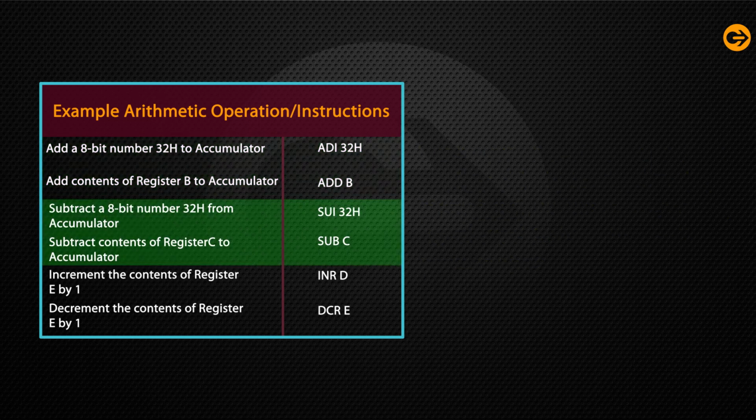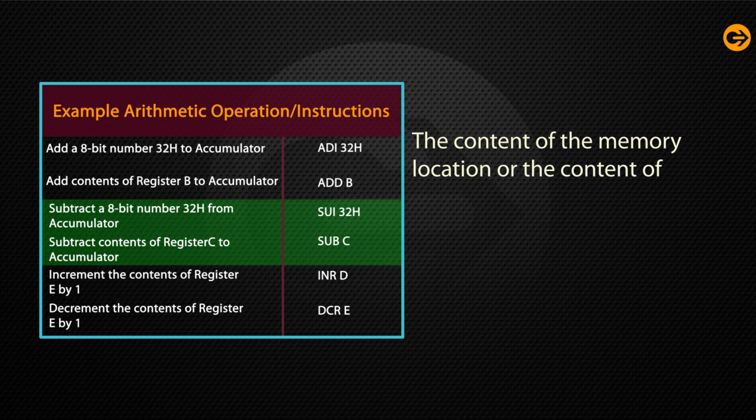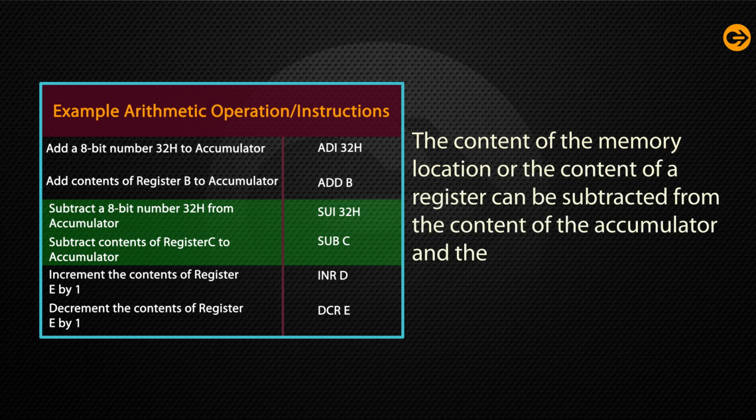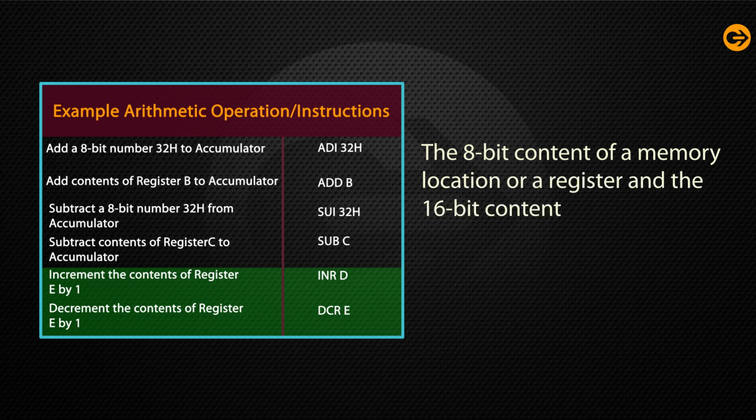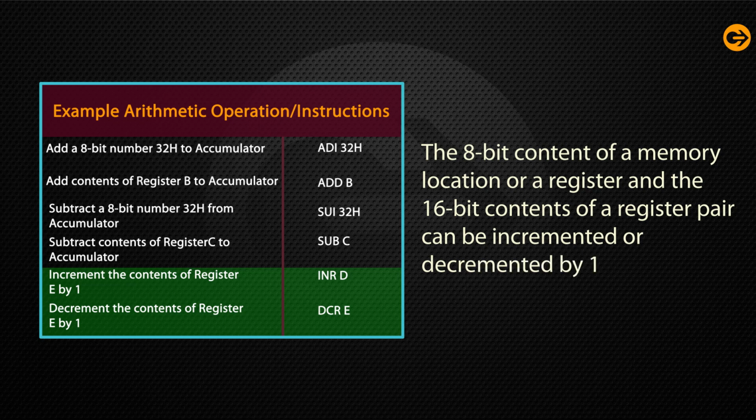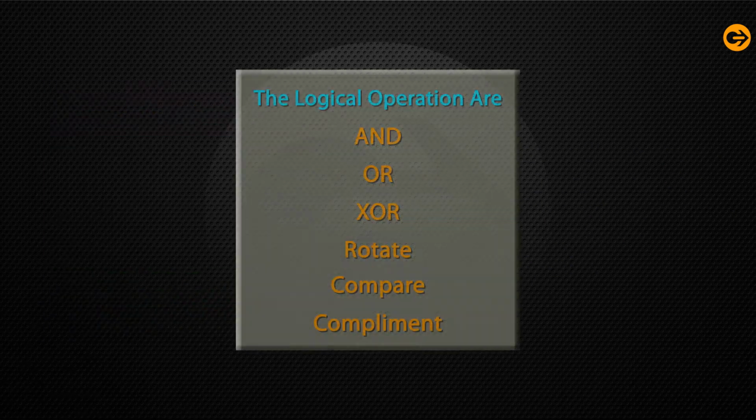Subtraction. Any 8-bit number or the content of a memory location or the content of a register can be subtracted from the content of the accumulator and the result is stored in the accumulator. The 8-bit content of a memory location or a register and the 16-bit contents of a register pair can be incremented or decremented by 1. They can be performed in any one of the registers or any location of memory.